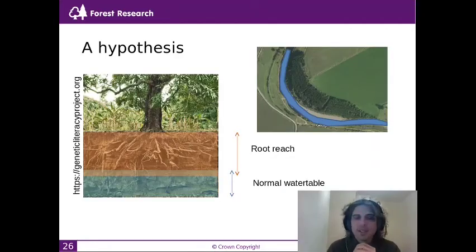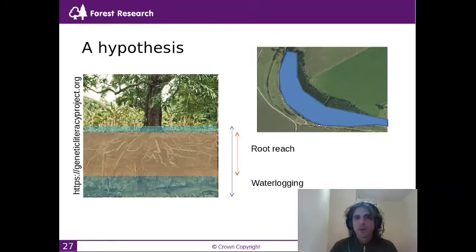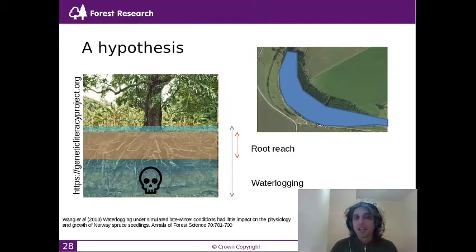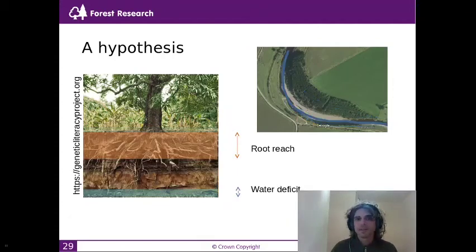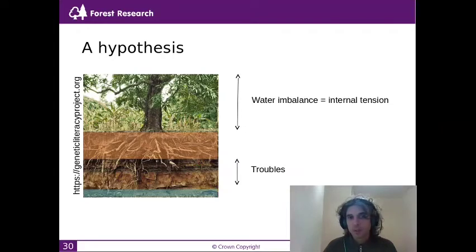Here there is a hypothesis. Remember that the plantation was next to a river. The image on the left represents a scheme with a normal water table level within the root ridge, so trees are happy. Now consider that there is a period of waterlogging. This may lead to the death of part of the roots in the deeper part of the soil profile. If shortly followed by a period of water deficit, the roots won't be able to efficiently reach the water resources, which obviously means troubles downstairs and water imbalance and internal tensions upstairs.